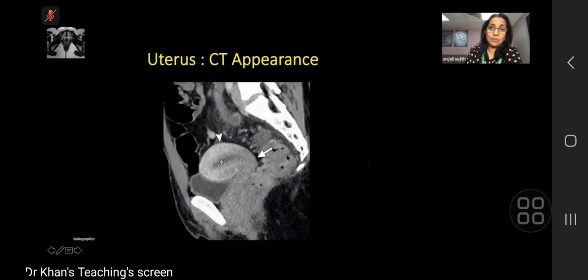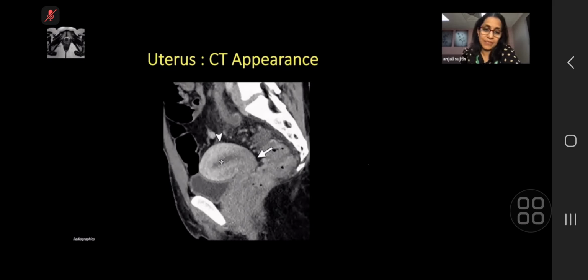On CT, you will not see the zonal anatomy. Endometrium can be seen as a central low signal, low density area, which may sometimes be misinterpreted for fluid. You can see in the post-contrast image, the cervix enhances to a lesser extent than the myometrium. This is because of its larger fibrous content.